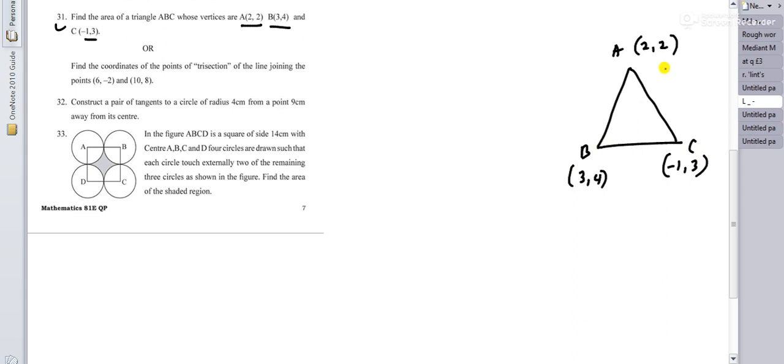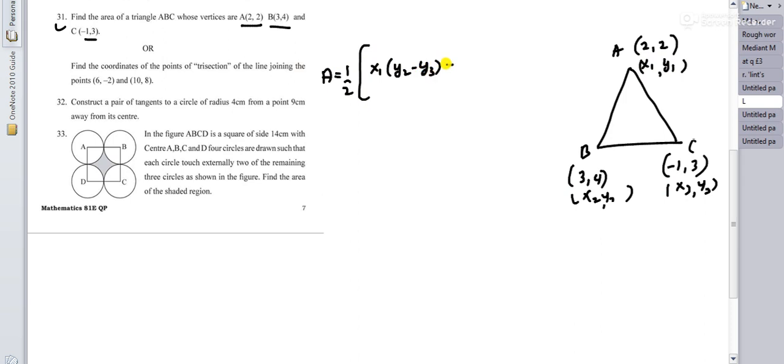So substitution is very important. Let me take this as x1 y1, this is x2 y2, and this is x3 y3. Okay, write the formula and substitute. What is the formula of area of triangle? Half into, writing the formula is very important. It is x1 into y2 minus y3 plus x2 into y3 minus y1 plus x3 into y1 minus y2.